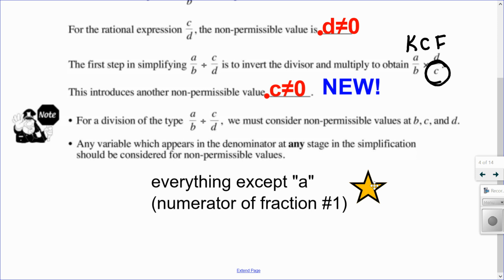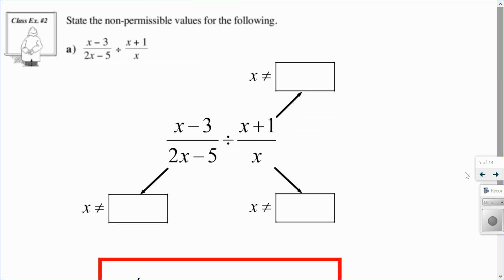I'm going to factor everything, state my restrictions right away, because as you get into the question, sometimes you get so focused on solving the question that you forget about your restrictions. So I do it in my very first step after I factor. So that's exactly what I'm going to do. Okay, so in this question here, I can't factor anything. So before I go any further, I state the restrictions for everything except for the numerator of fraction number 1.